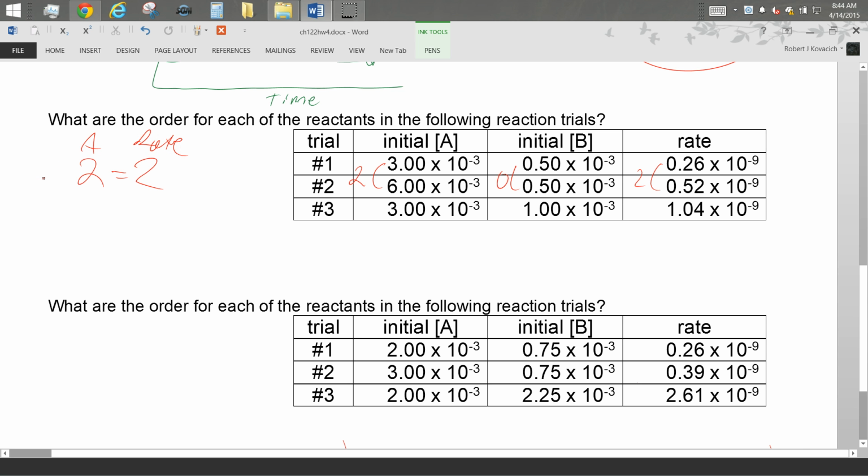So what exponent controls A? A 1. Okay, so B rate. All right, so which trials do you want to do now? 1 and 3? So when I go from 1 to 3, I get no change there. I get a doubling there. And what happens here? Goes up by 4. So my rate went up by 4, but I only changed B's concentration by 2. So what exponent controls B? By 2. So to answer this question, you would say that it is first order with respect to A and second order with respect to B.